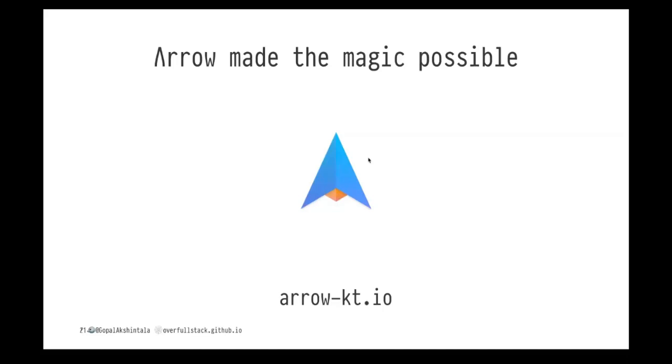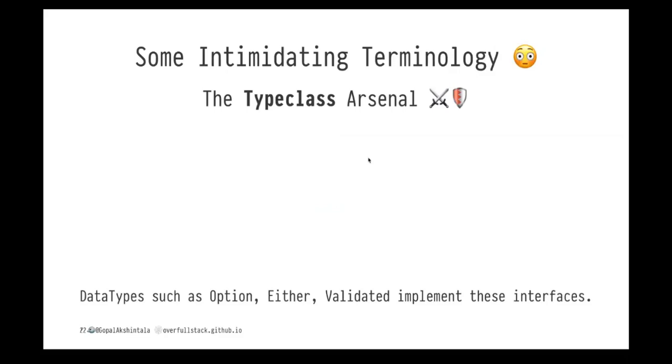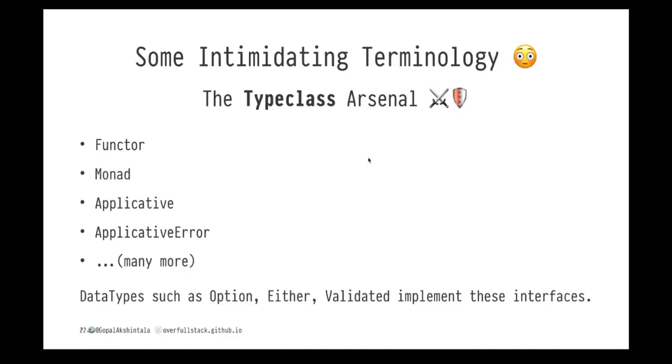So yeah, let's start with some intimidating terminology again, the type class arsenal. For solving the problem that we just discussed, we need some type classes, just like we needed comparator. We're going to talk about a few type classes and see how they actually fit into the problem. The type classes that we're going to talk about today are functor, monad, applicative, applicative error. And there are many more, but these are the four that we're going to talk about today.